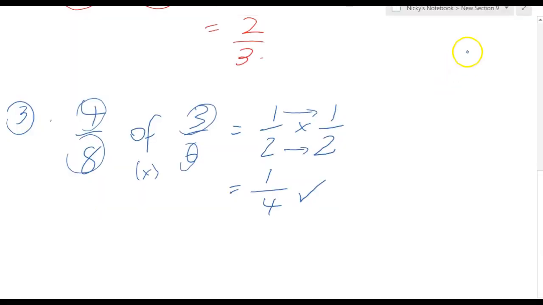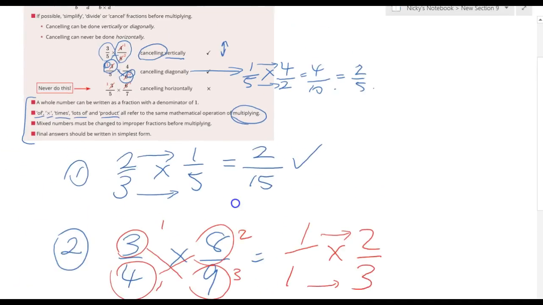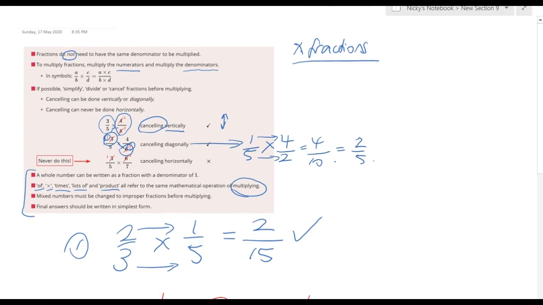Now, you're obviously going to come across many more examples of multiplying fractions, but remember these key features of multiplying the numerators and the denominators. Before you do that, try to make it easier for yourself by cancelling vertically, so from one numerator to a denominator, or diagonally across the fractions from a numerator to a denominator. The only thing you can't do is cancel horizontally. And of course, we simplify our final answer.